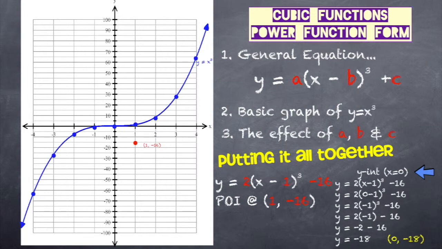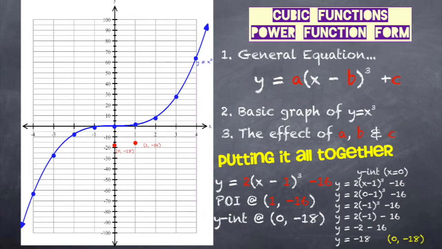So to find the y-intercept, we make x equal to 0. As you can see here, I've written out the equation first of all. I've then made x equal to 0. Then I've gone 0 minus 1 is equal to negative 1. Negative 1 cubed is equal to negative 1. 2 times negative 1 is equal to negative 2. And negative 2 minus 16 leaves me with y is equal to negative 18, placing my y-intercept at the coordinates (0, -18). And of course, once you've done this, you go through and plot it on the graph as you can see here.